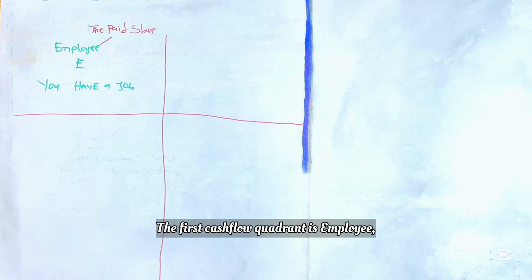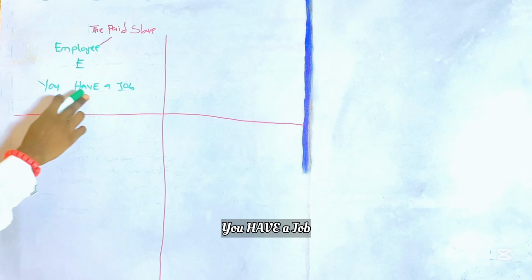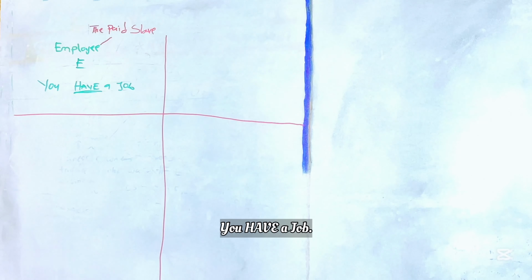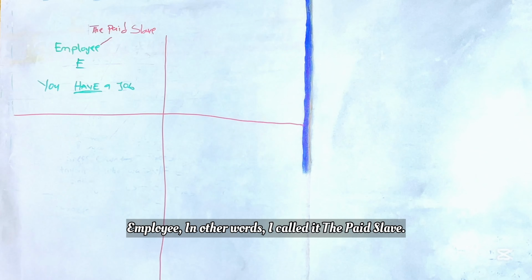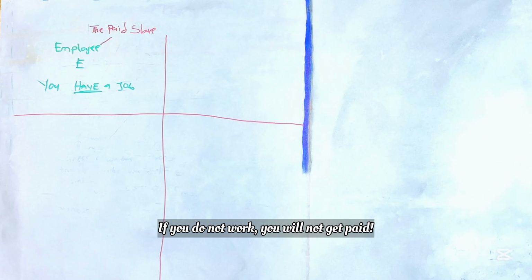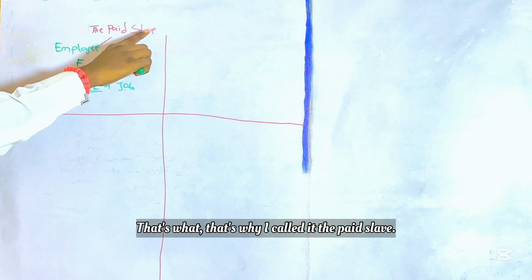The first cash flow quadrant is employee. As an employee, you have a job. In other words, I call it the paid slave, which means you exchange your time and effort for an income. If you do not work, you will not get paid. That is why I call it paid slave.